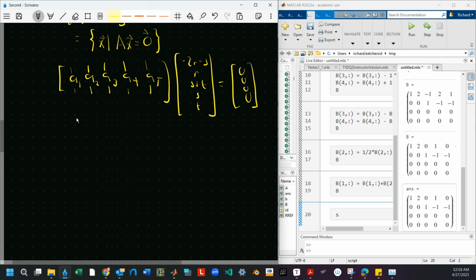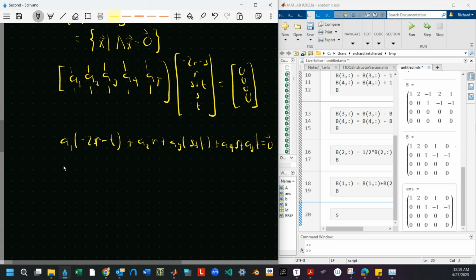So I'll write out exactly what I get in the end here, but I just want to work through this without having to write out all those numbers. So this is minus 2r minus t plus a2 times r plus a3 times s plus t plus a4 times s plus a5 times t equals the 0 vector, always, right? So that's what we get.